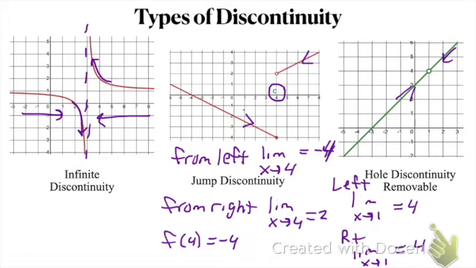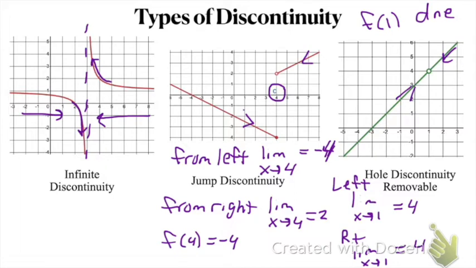So f of 1 does not exist because we have a hole there. So by definition, we have to have f of 1 equal to limit from the left, limit from the right. They do not. This has a hole in, and there's a discontinuity there.